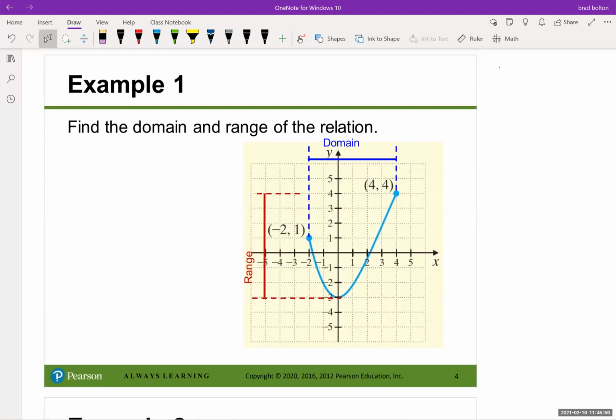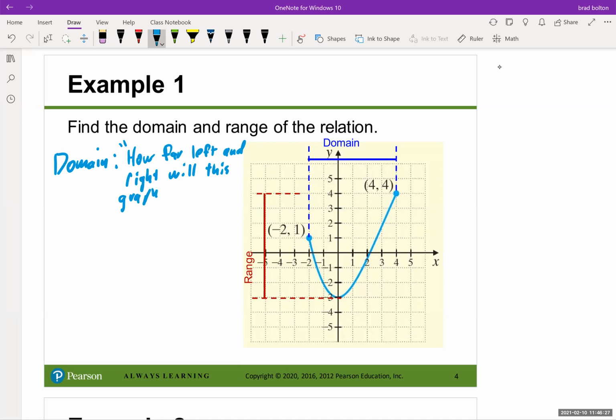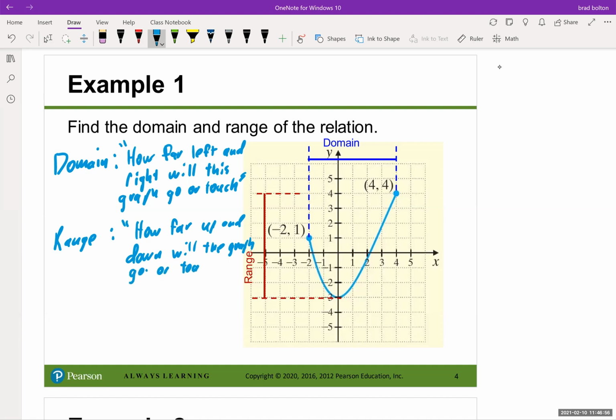So when you're thinking about domain and range graphically, the way I like to think about it is, and again, this is just a very loose way to talk about it to help you understand, domain is how far left and right will this graph go or touch? Okay. And then range, for me, again, this is just a loose way to talk about it, is how far up and down will the graph go or touch?